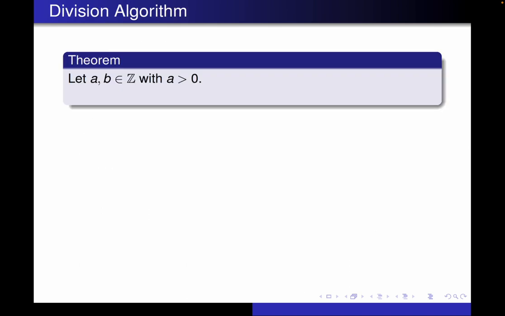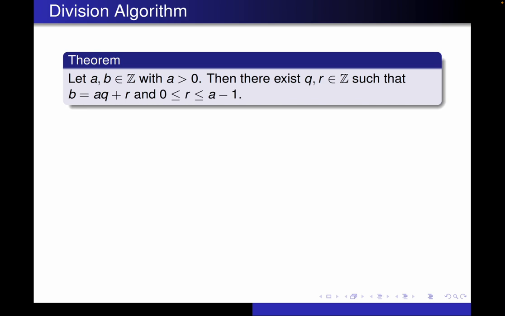So here's our theorem. We haven't proved it yet, but let's write it as a theorem anyway so we know what we're aiming for. Let a and b be integers such that a is a positive integer. And so we're dividing b by a, remember here. Then there exist q and r in the integers, and again, we're thinking of q as the quotient, r as the remainder, such that b equals aq plus r, and r is between 0 and a minus 1.